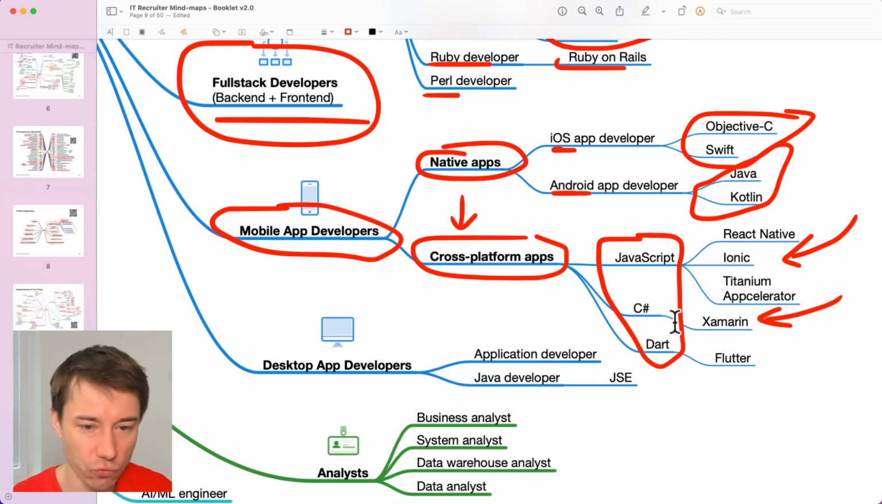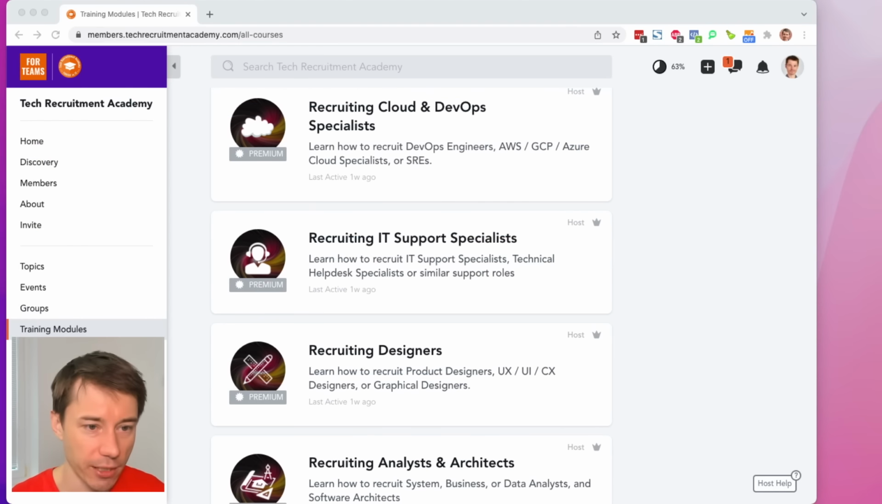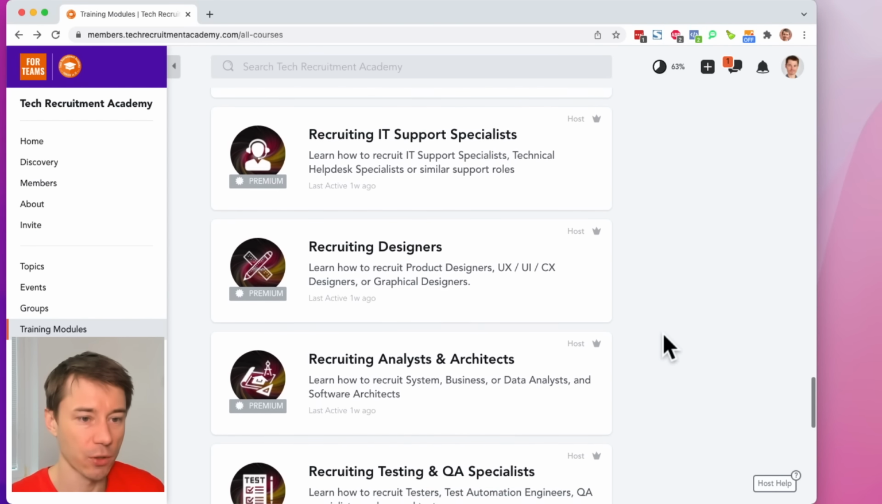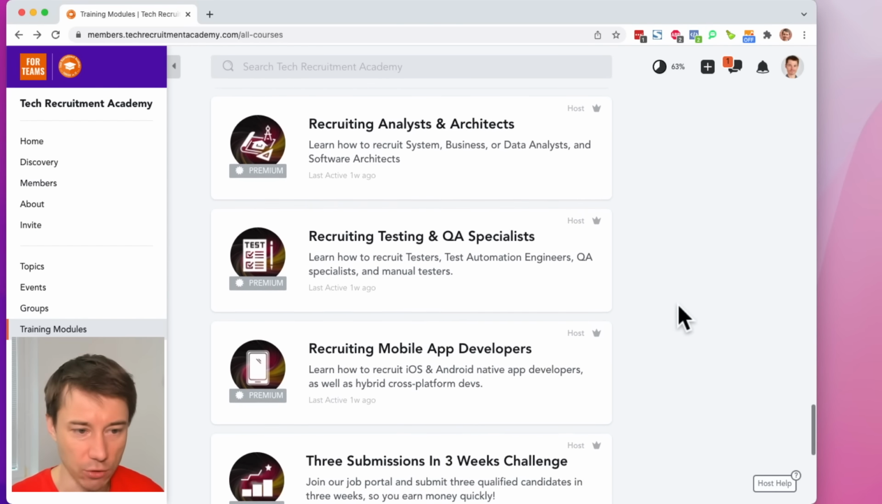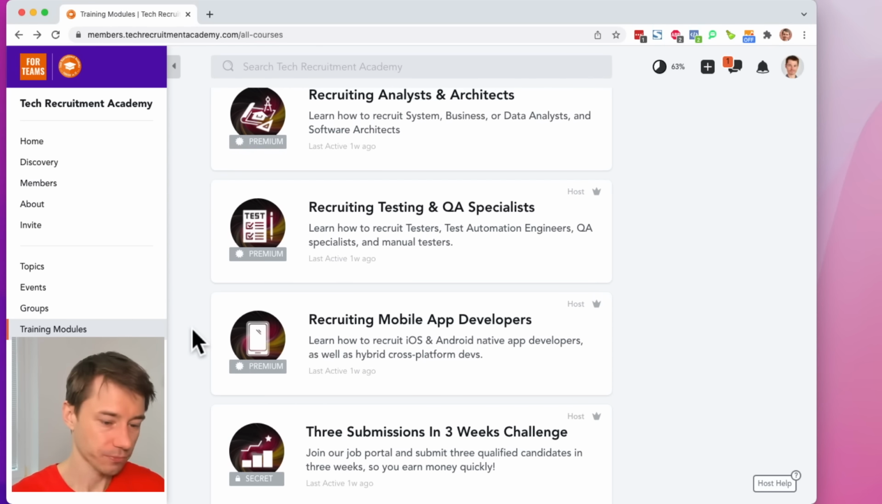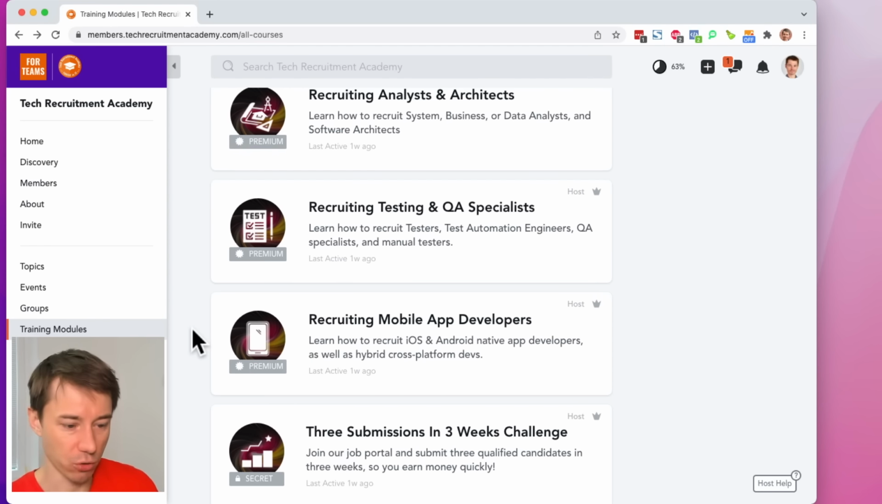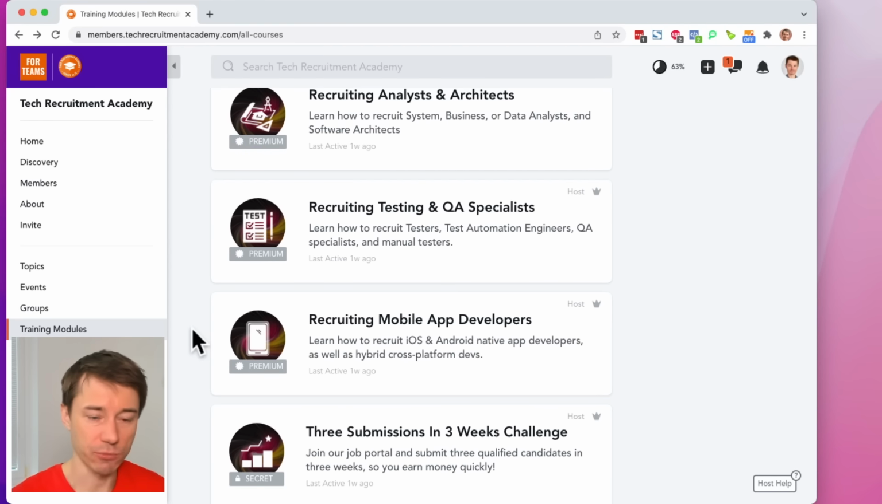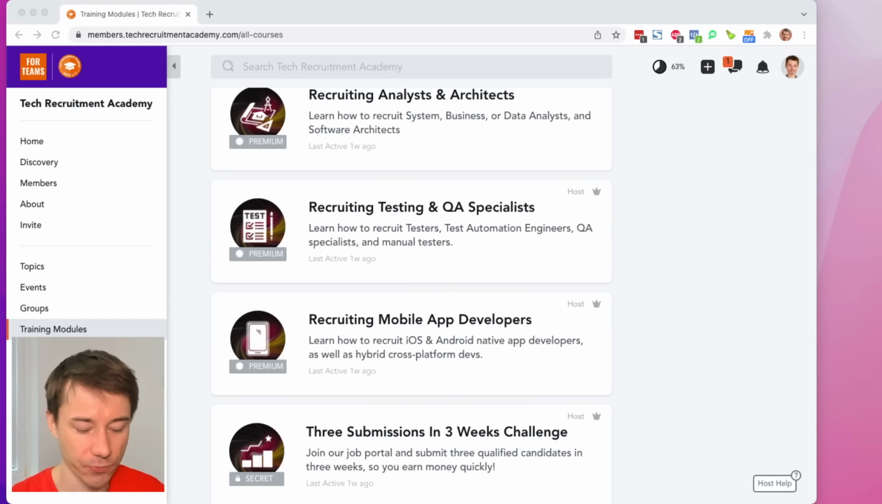In any case, don't forget that inside the members area, we have all these different modules where you can dive deeper. So just thinking of mobile application developers, you can open up this module that focuses on recruiting mobile app developers, and you can learn how to analyze related job requirements, how to find candidates, whether for native or cross-platform hybrid application development, and how you can screen them. So what are the screening questions that you should be asking these IT professionals? Okay, so if you need any more help with regards to this area, then go to the members area and take it from there.